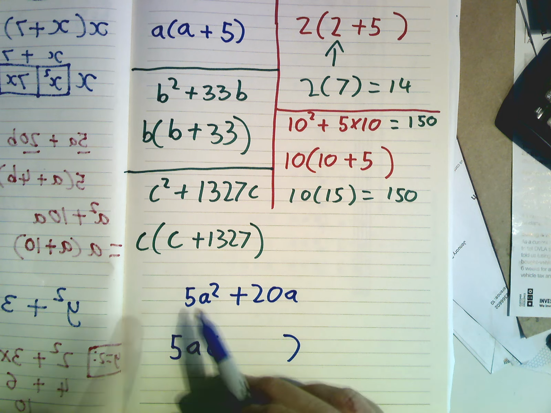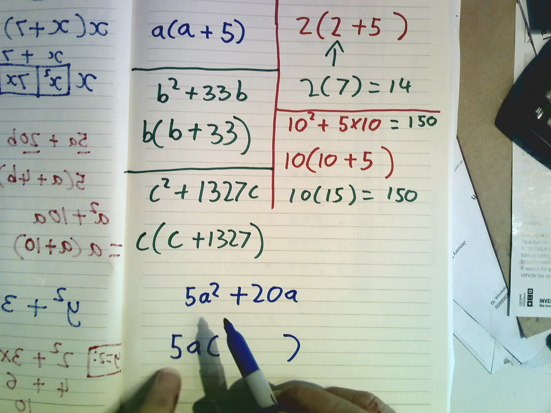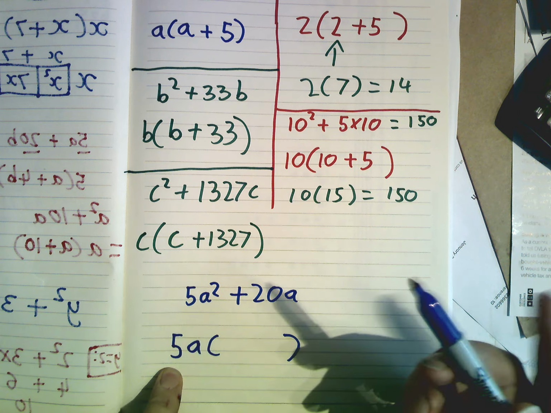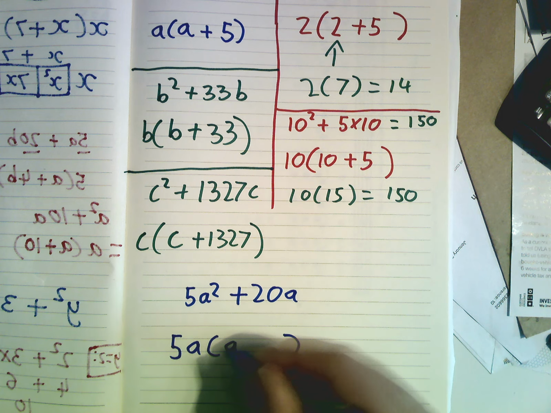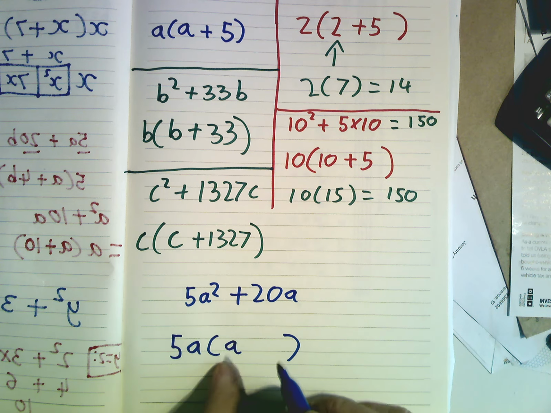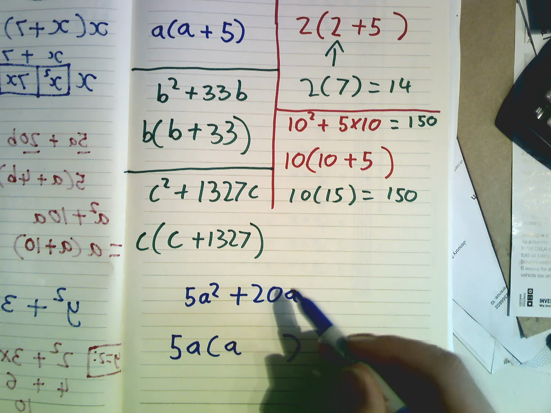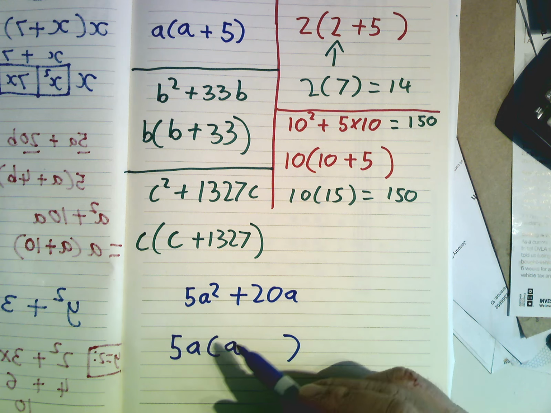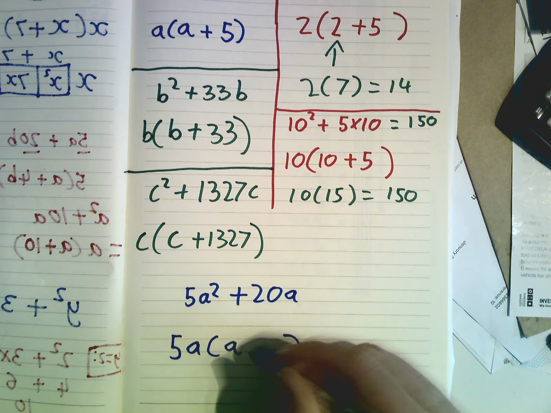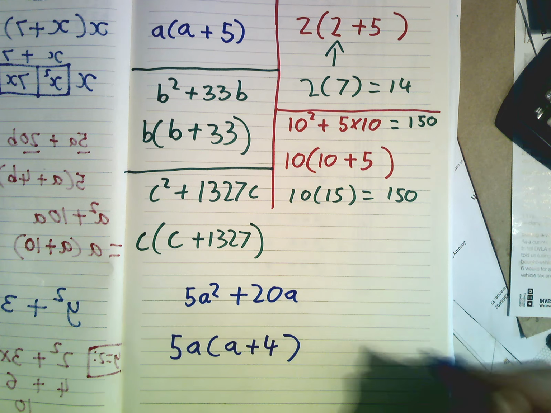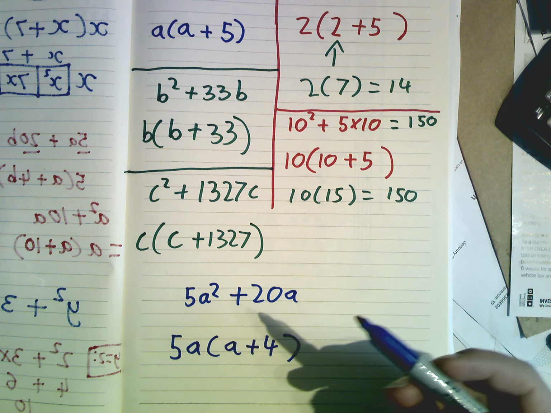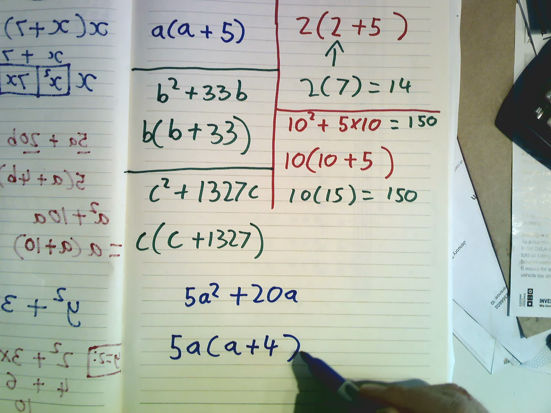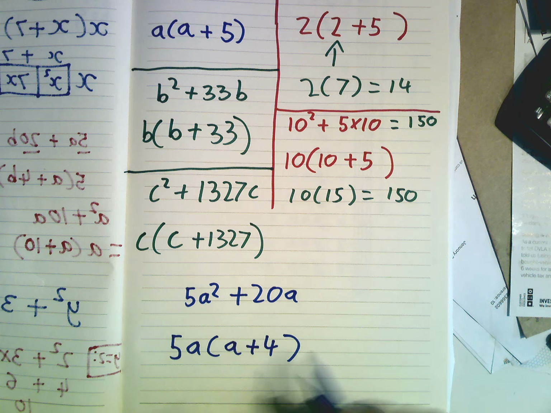So now we just ask, okay, what is 5 divided by 5? It's 1. What is a squared divided by a? It's a. So this would be 1a. And just remember, I just write that as a. What would 20a divided by 5a be? Okay, well, what's 20 divided by 5? 4. What's a divided by a? 1. So this would be 4 times 1. Now, I don't need to write 4 times 1 because 4 times 1 is just 4.